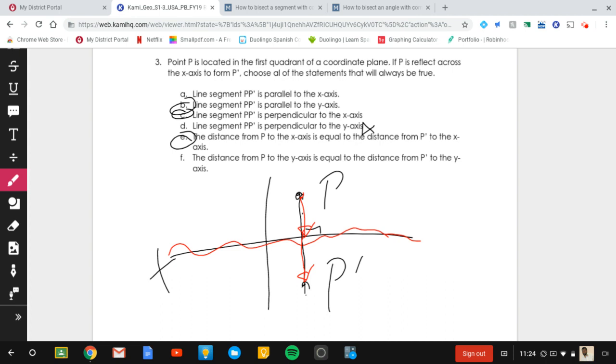And they say the distance from P to the y-axis is equal to the distance of P prime from the y-axis. This is also true. Why is that true?